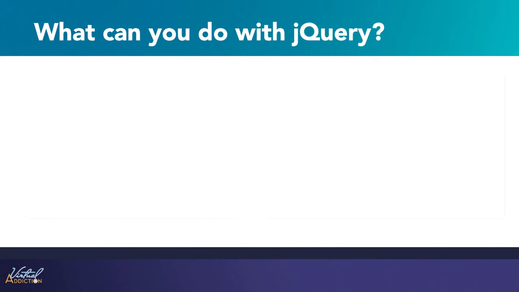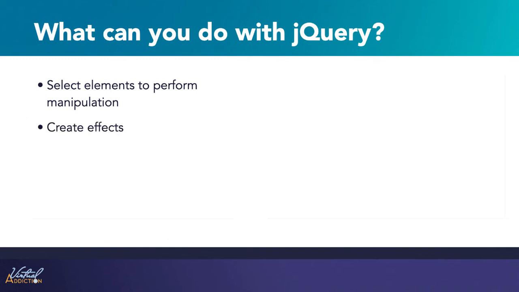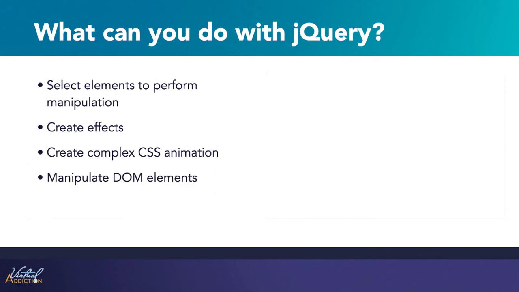There are a lot of things you can do with jQuery, and here's just a small sampling. You can easily select elements to perform manipulation. You can easily create effects like show or hide elements or sliding transitions. You can create complex CSS animations, usually using fewer lines of code. You can easily manipulate DOM elements and their attributes.